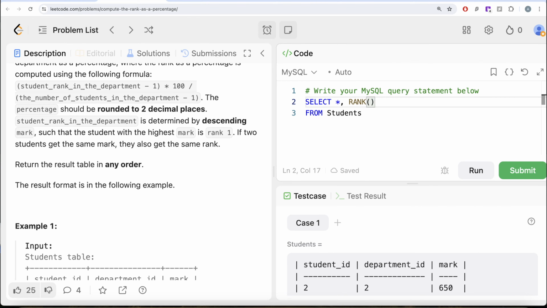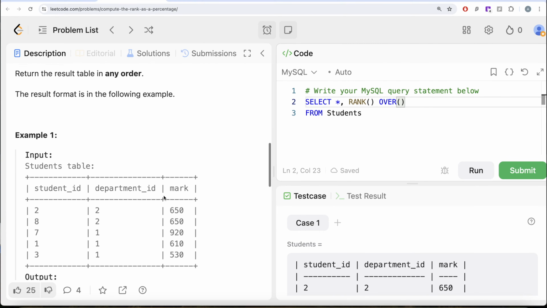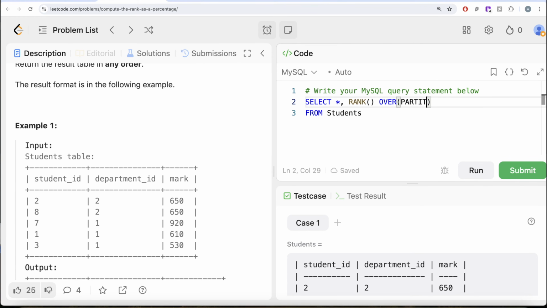So rank, and since we need it for every department, we can use over partition by the department ID and then order by the mark in descending order, because the person with the highest marks would get rank 1. Let's alias this as rank.